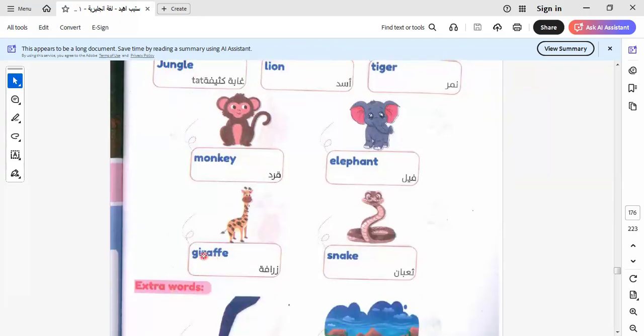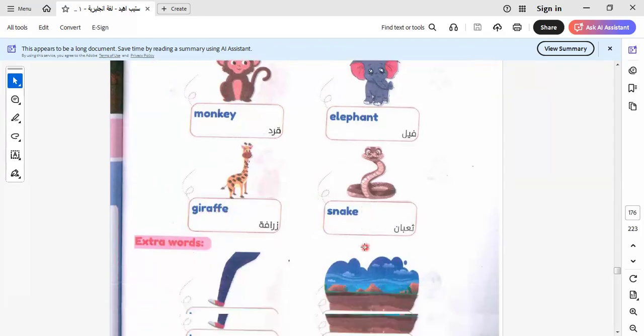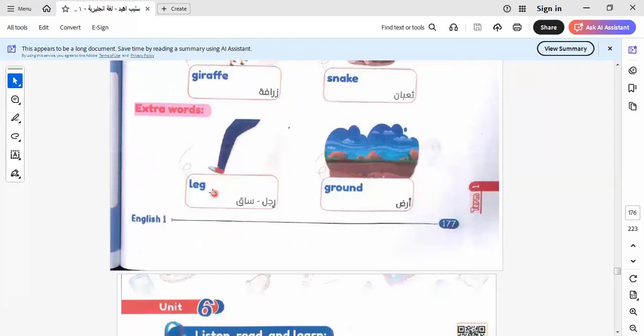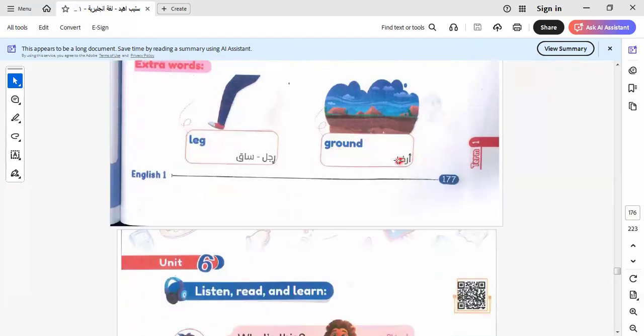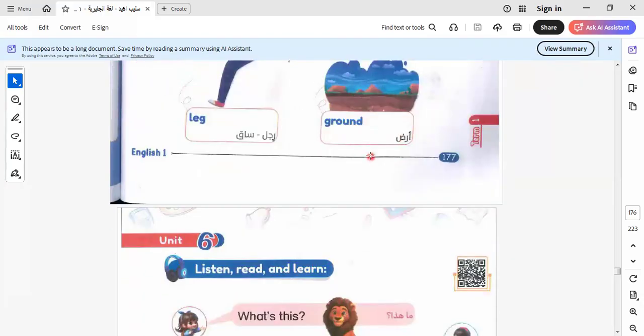Okay, here we have giraffe. Here you have snake. Let's go to some extra words. Here we learn leg and ground. We say ground, we say land, both have the same meaning, the place that all of us live on.